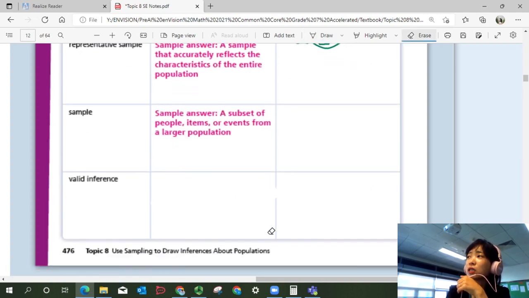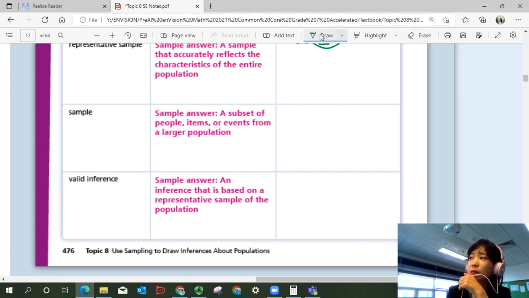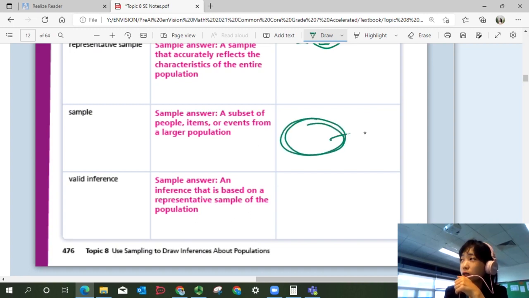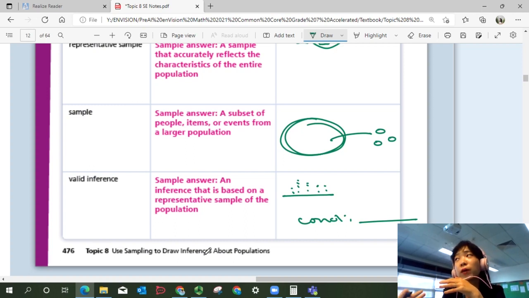Valid inference is an inference that is based on a representative sample of the population. So maybe I can draw, if that's a big whole group, a sample is just a few people that represent the group. A valid inference comes from the data. I can draw an example of a dot plot and from here, you can write a conclusion, or inference, or anything that you can relate using the data, any relationships you find.